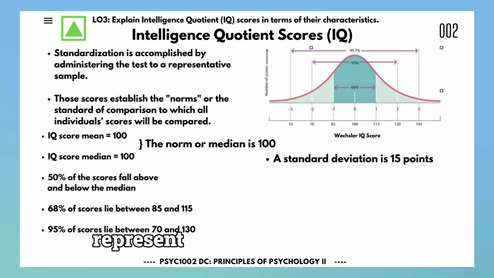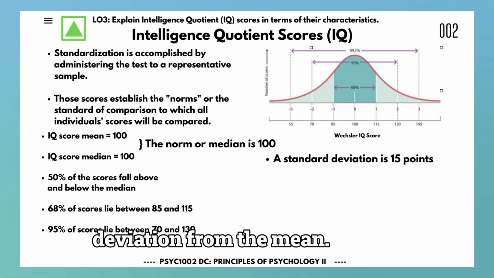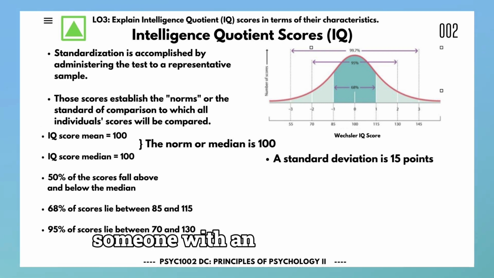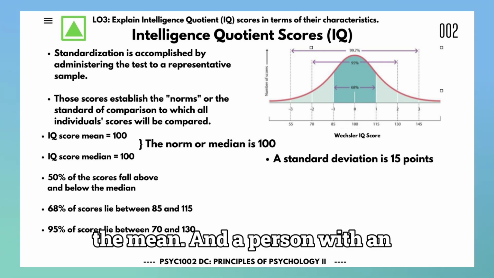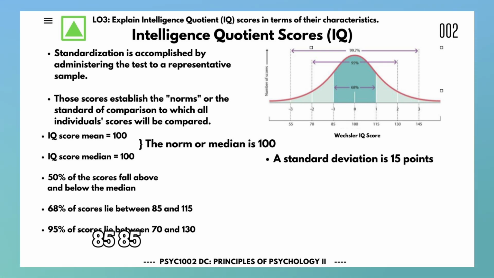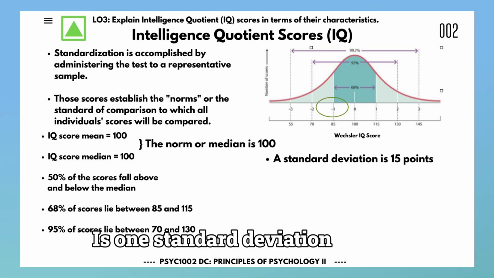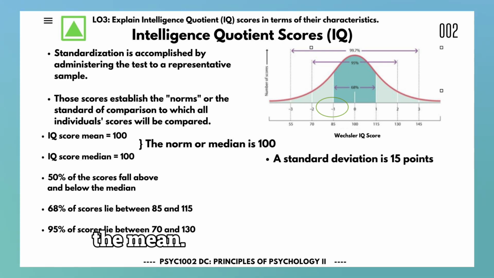A standard deviation is 15 points. 15 points represents 1 standard deviation from the mean. And so someone with an IQ of 115 is 1 standard deviation above the mean, and a person with an IQ score of 85 is 1 standard deviation below the mean. Hence, here -1 represents 1 standard deviation below the mean, and +1 represents 1 standard deviation above the mean.